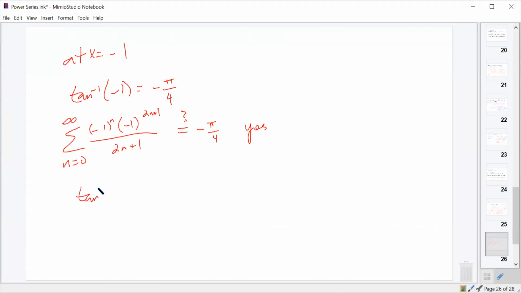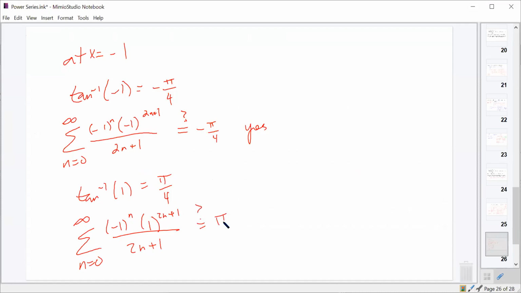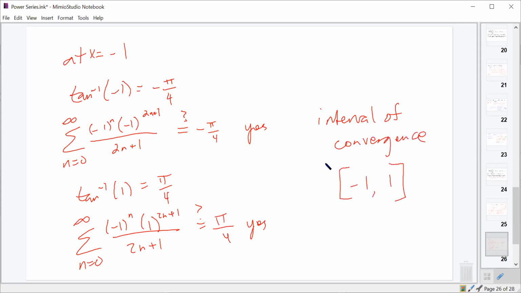And since I'll write this out, the inverse tangent of 1 is pi over 4. And we just found that the sum from n equals 0 to infinity of negative 1 to the n, 1 to the 2n plus 1 over 2n plus 1 equals pi over 4. We said yes. So our interval of convergence should be, for this one, negative 1 to 1.